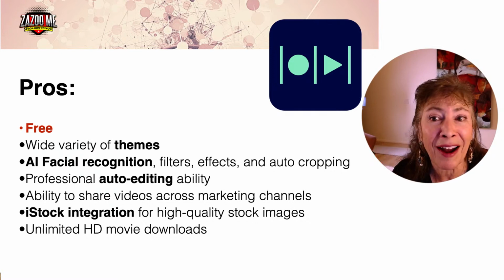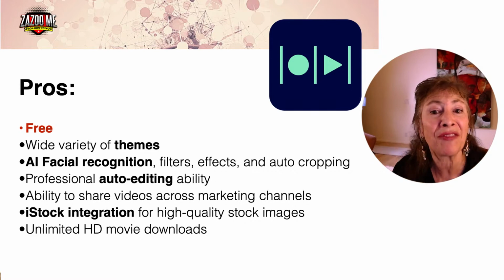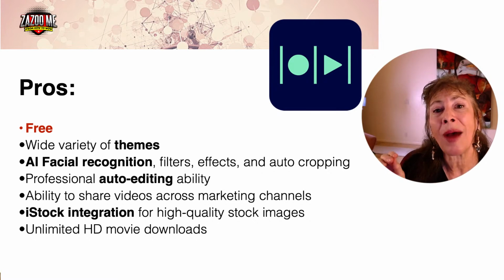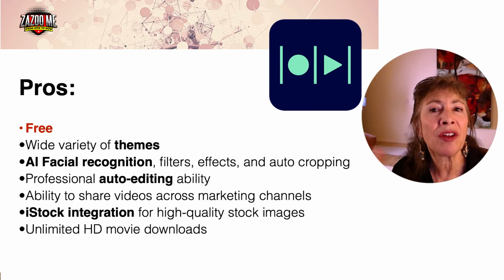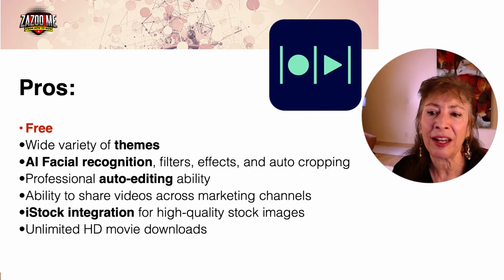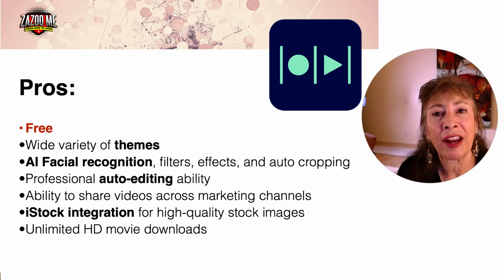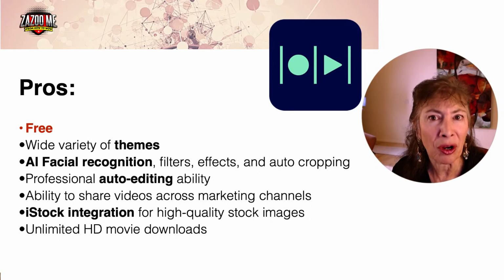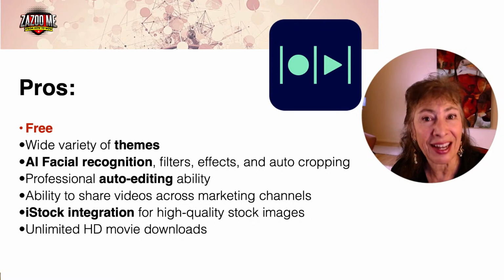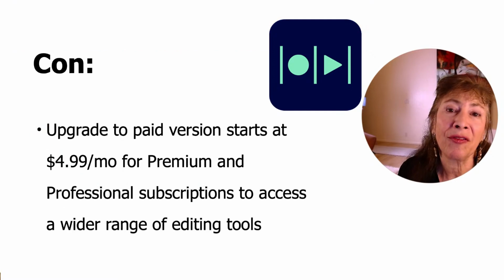It comes with a wide variety of themes. It also has artificial intelligence for facial recognition, filters, effects, auto cropping. It does have a professional auto editing capability, and again, that's because of the AI, and you can share it across multiple marketing channels. The other cool thing about Magisto is that it's got iStock integration, which means that you can pull in really high level stock photos right into your videos from Magisto. And that's a really pretty good feature.